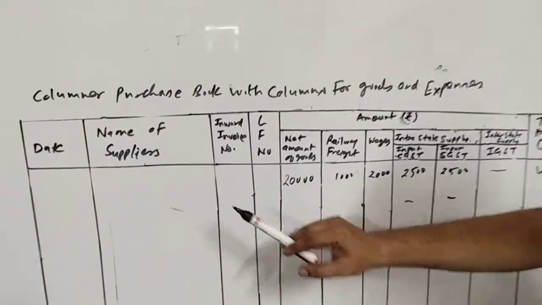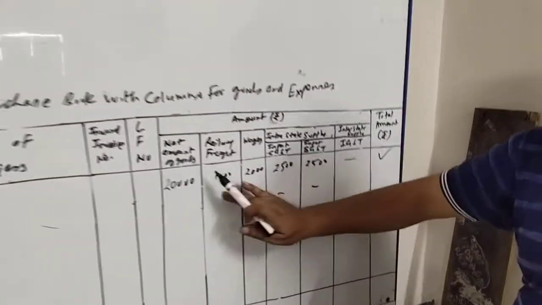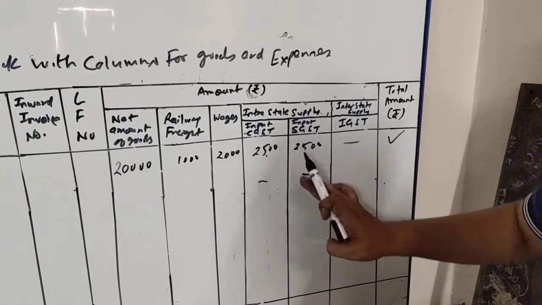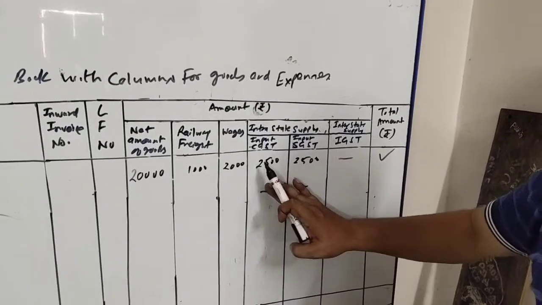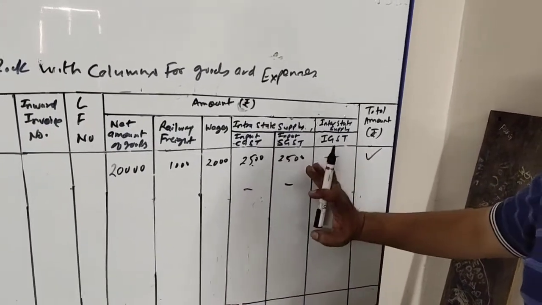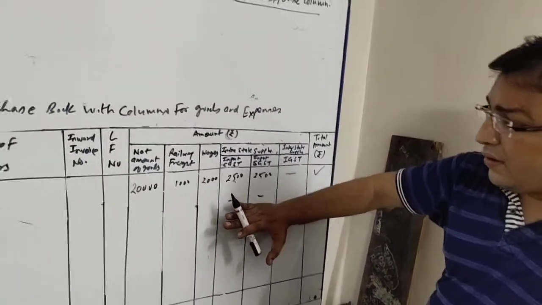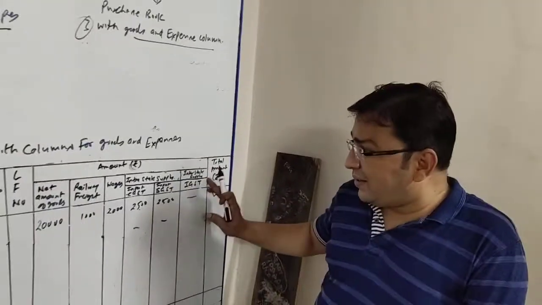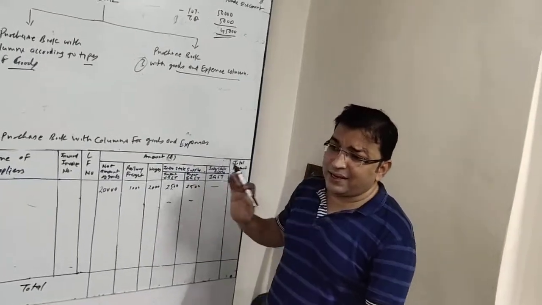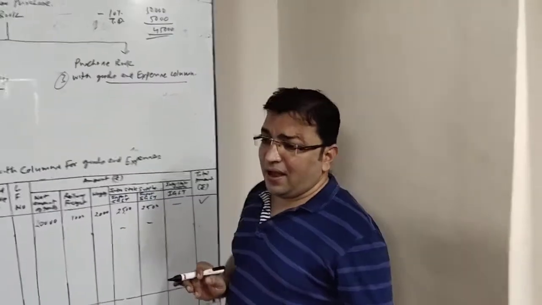Okay, 4 columns same, then amount of goods, then any expense, and then GST if it is applicable, according to its type. If it is interstate, then IGST will be applicable. If it is intrastate, then SGST and CGST are applicable.